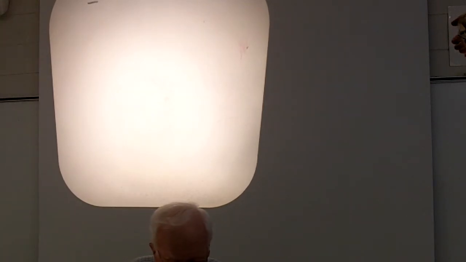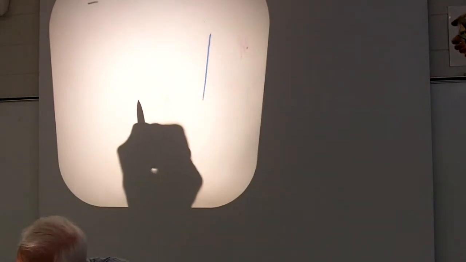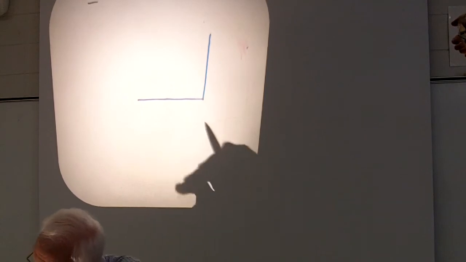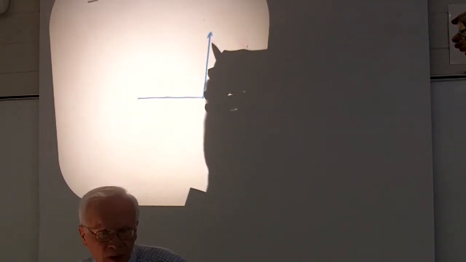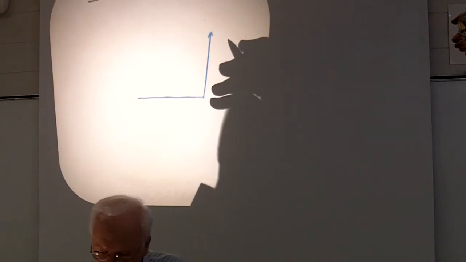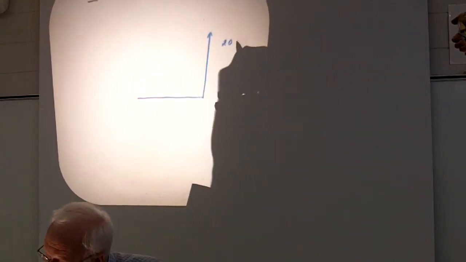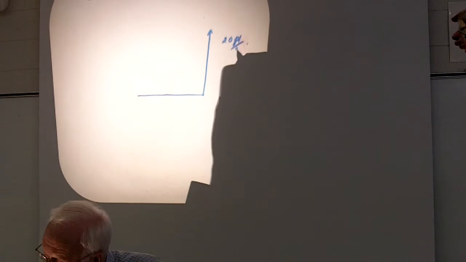So we're going to launch a hot air balloon. And we know a few things. We know the velocity of this thing, which is what? How fast is it going up? 20 feet per second. Okay, 20 feet per second.